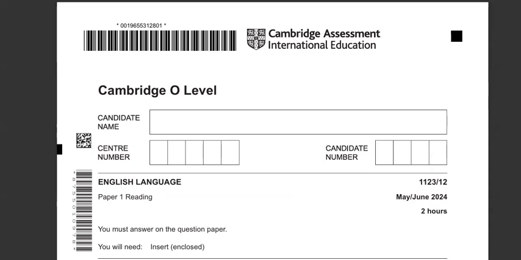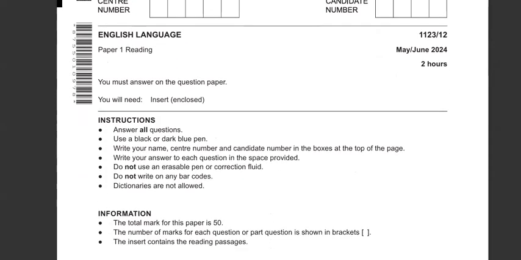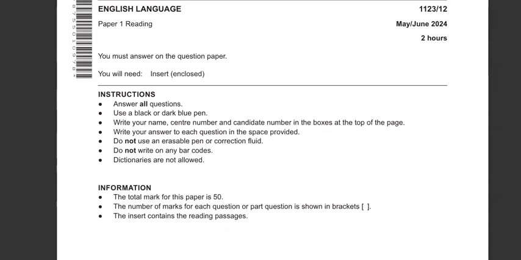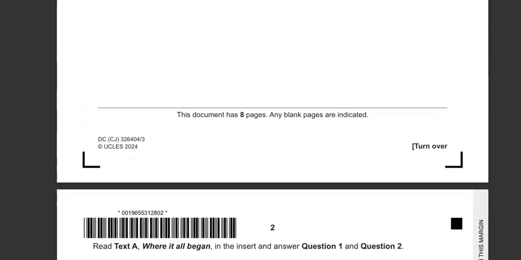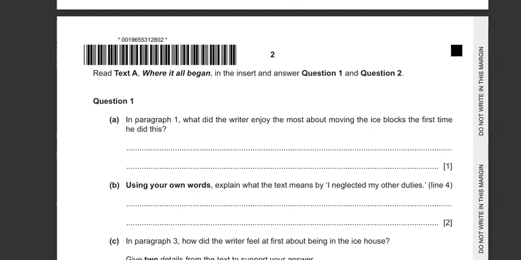You have to fill up the first page of this document by providing your credentials: your candidate number, candidate name, and center number as per what is issued in your statement of entry. Then you don't have to write anything else on the front page. This page contains set instructions and information, and from page number 2 onwards, it starts with your questions that you can clearly see on my screen.